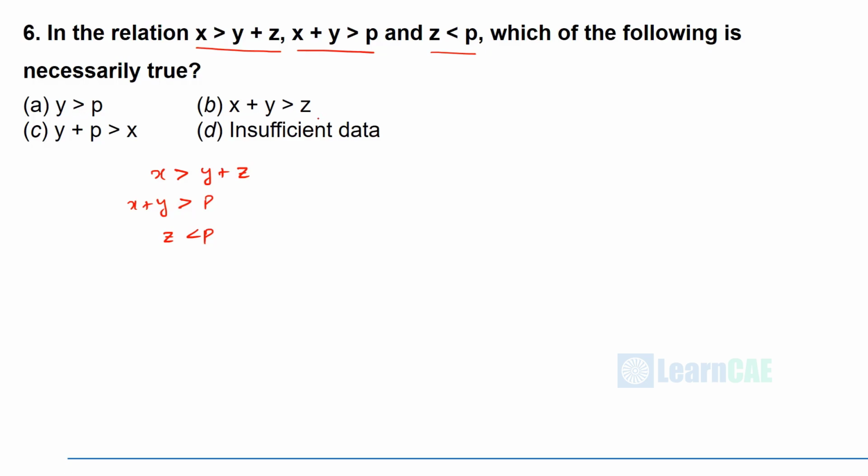Next one is x plus y greater than z. So if you see these two conditions, that is the second and third equation, we can say x plus y is greater than p, and here again p is greater than z. So this is greater than z. Therefore x plus y is always greater than z. So the answer is option B.